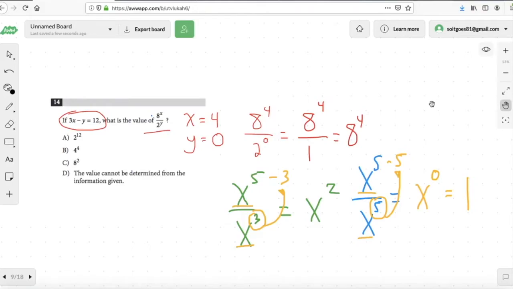Anyway, I like understanding math and not just doing things because you're told to do it. I don't like doing anything because I'm told to do it. I like understanding why.